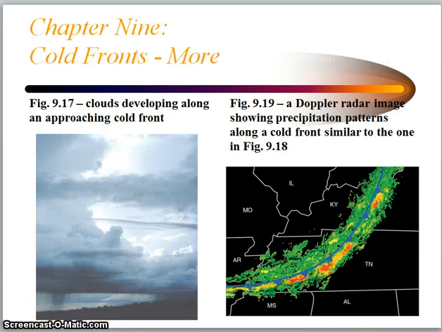Figure 9.17 shows clouds which are approaching in the advance of a cold front, towering clouds as the warm, moist air is rapidly lifted upward by the cold air, which is heavier on the surface, lifting that warm, moist air upward, causing those towering clouds. Figure 9.19 shows a typical radar composite graphic from one of these kinds of cold fronts that might be going through this part of the country.